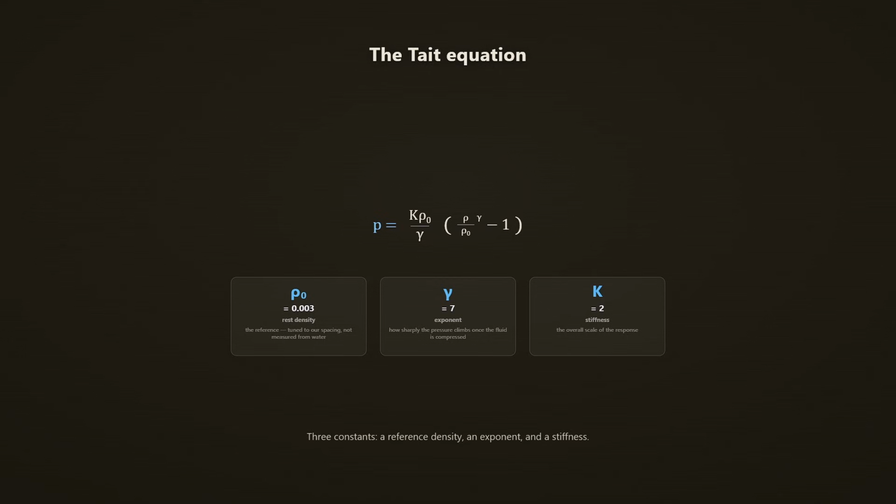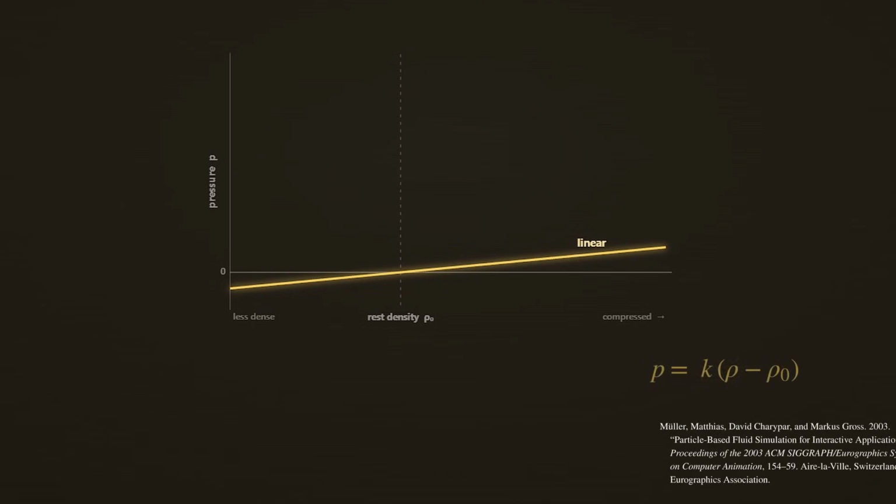Let's see how the Tait equation and the linear equation look together in a graph. We can see here, this is the linear equation to calculate the pressure.